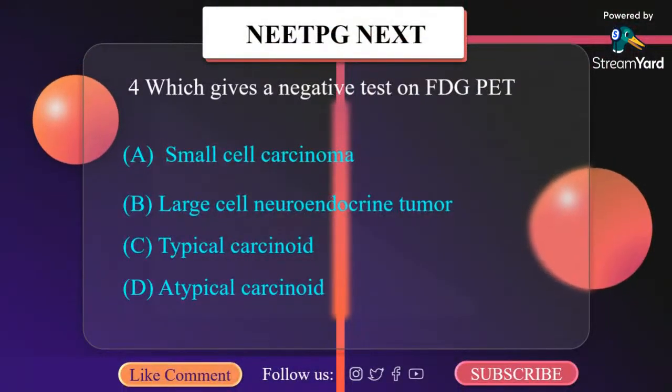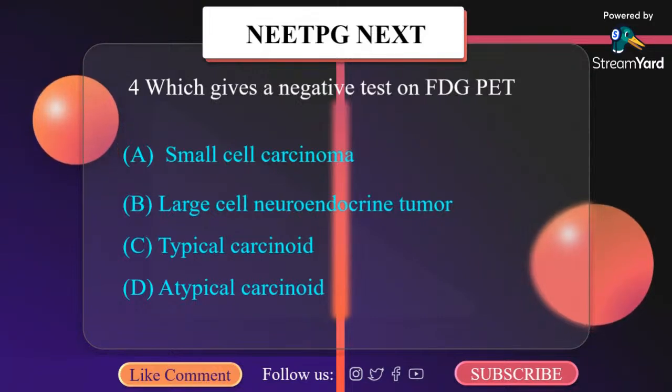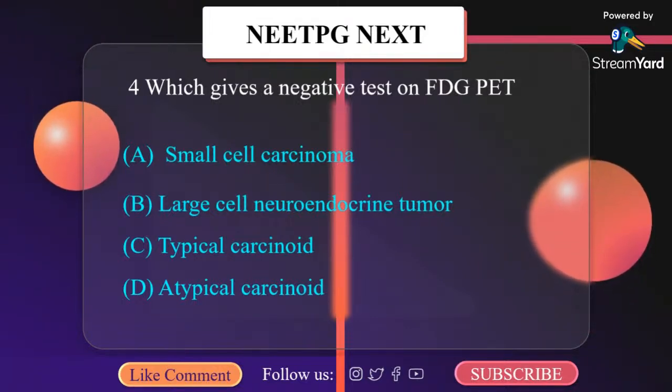Which gives a negative test on FDG PET test? A. Small cell carcinoma, B. Large cell neuroendocrine tumor, C. Typical carcinoid, D. Atypical carcinoid.